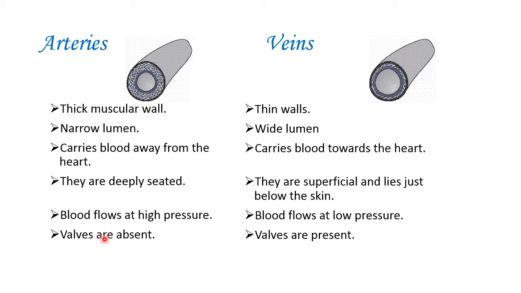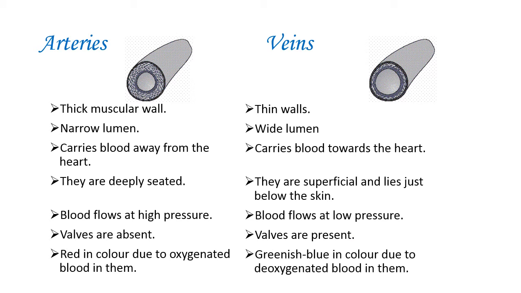Valves are absent in arteries, whereas valves are present in the veins. We will see the significance of valves later in this video. Arteries are red in color due to oxygenated blood in them. It has got oxyhemoglobin, a compound which is bright red in color. Due to the presence of oxyhemoglobin, the blood flowing in arteries is bright red in color, and it gives red color to the arteries. Whereas veins are greenish blue in color due to deoxygenated blood in them.